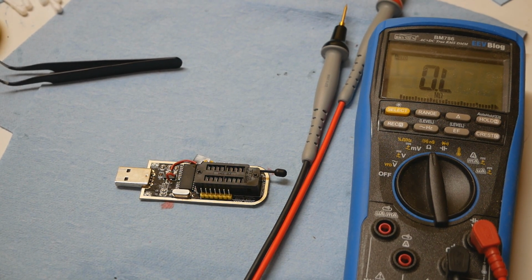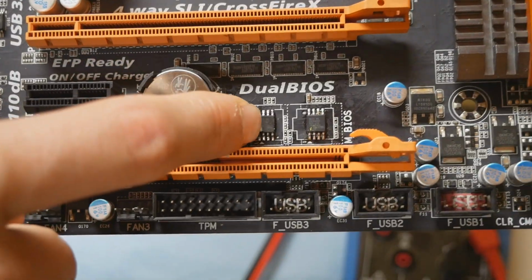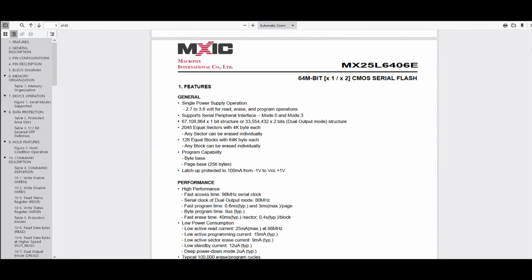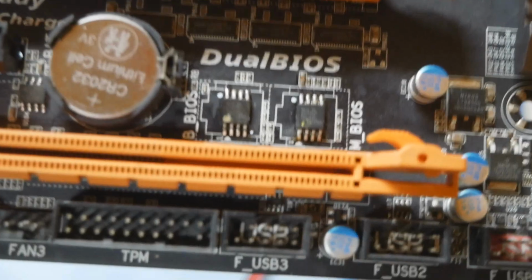I will use the Gigabyte X79-UD7 as an example in this case. Here are the two BIOS chips of the Gigabyte X79-UD7. These BIOS chips are called MXIC MX25L, so that means a 25 series BIOS chip, 25L6406E, and you can find the data sheet of these BIOS chips online. The operational voltage for these BIOS chips is 2.7 volts to 3.6 volts. That's pretty much 3.3 volts plus and minus some percentage. So that's the thing about this whole thing.